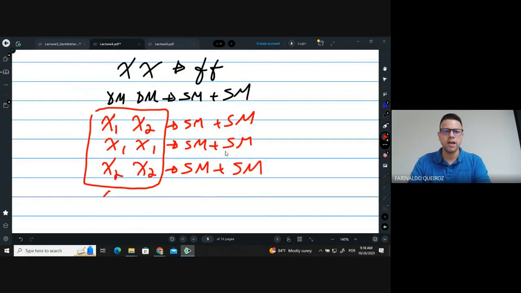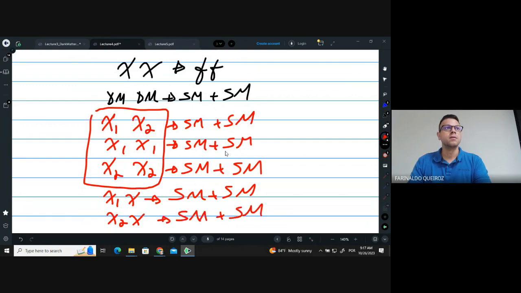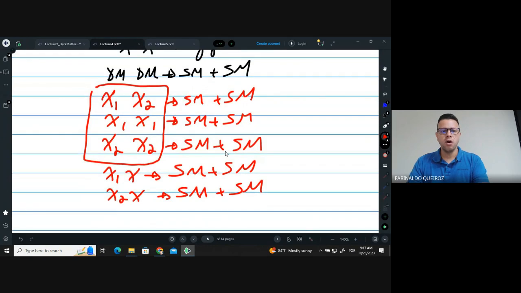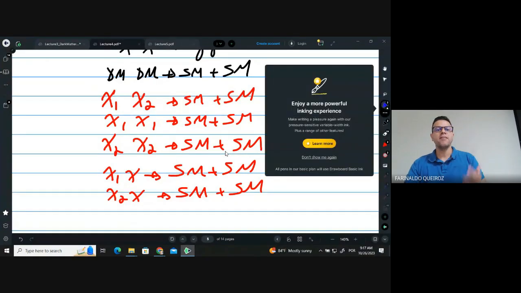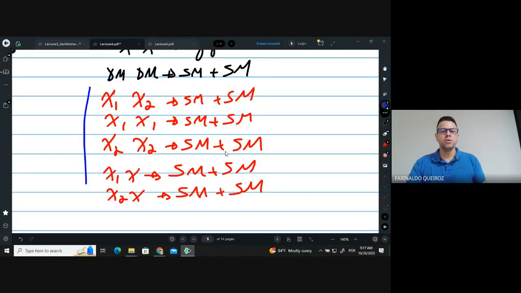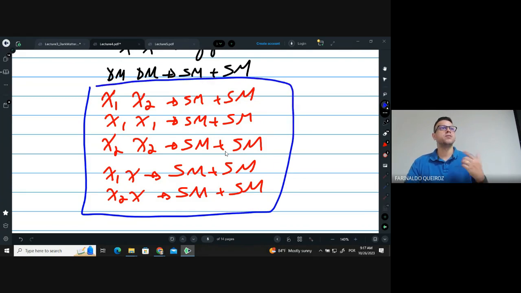I also have chi1 with chi going to standard model plus standard model. I can also have chi2 with chi going to standard model plus standard model. Okay? So I have all these possible co-annihilation channels. If I had co-annihilating particles, all of them will change the relative density. Might change the final abundance of chi at the end of the day.